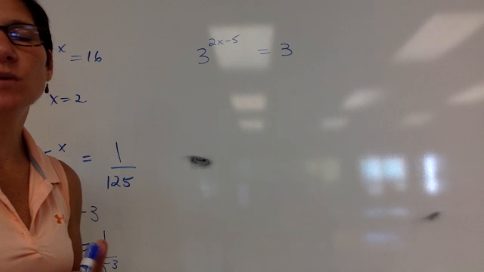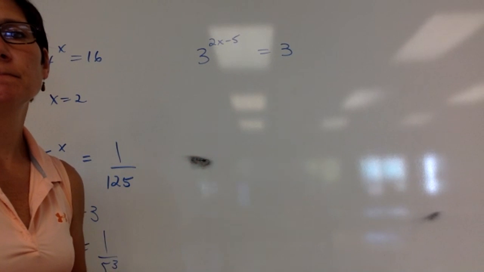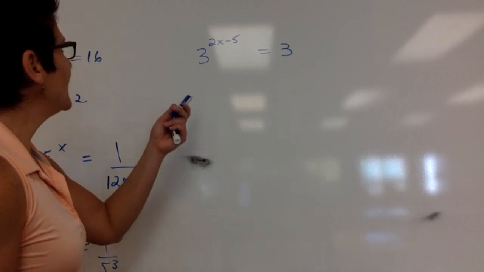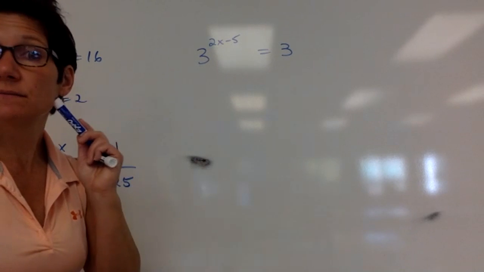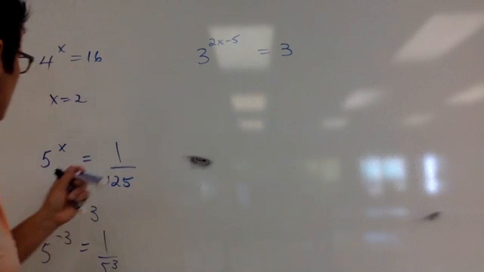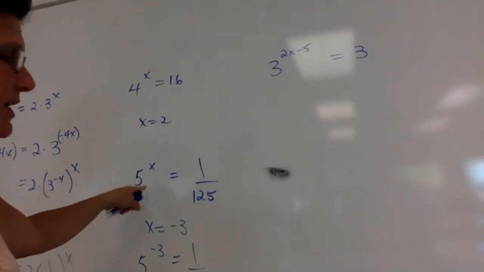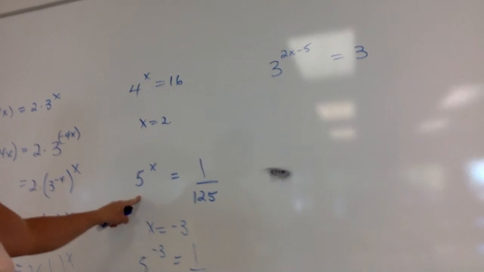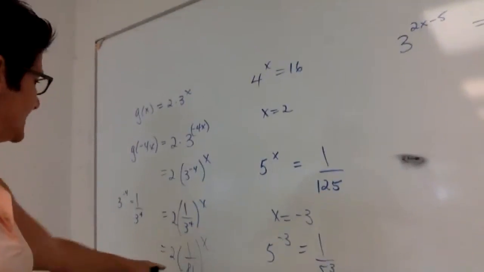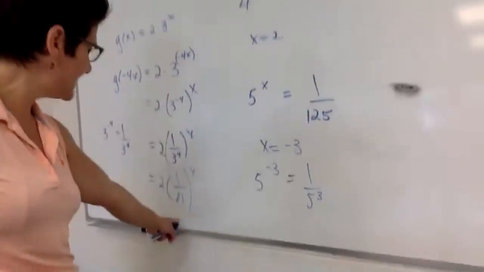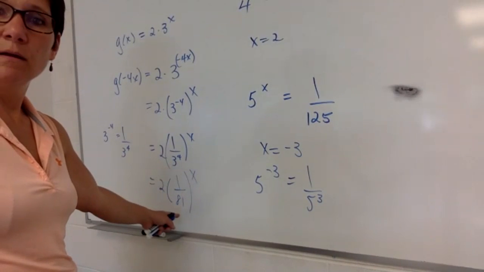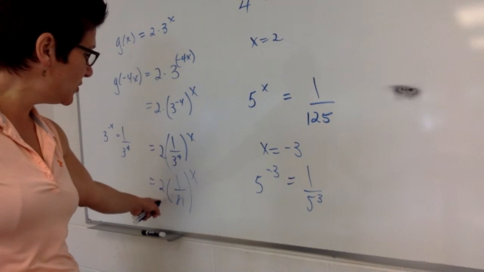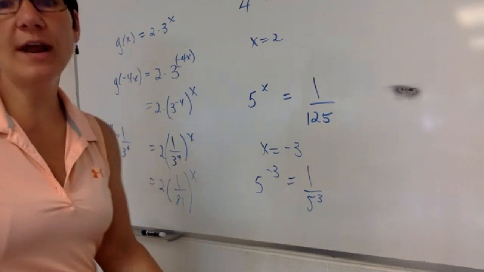Based on both sides of the equation, what's the base? Over here the base is 3. What's the base over here? 5. What's the base down here? It's not 2, is it? 1 over 81. Very good.